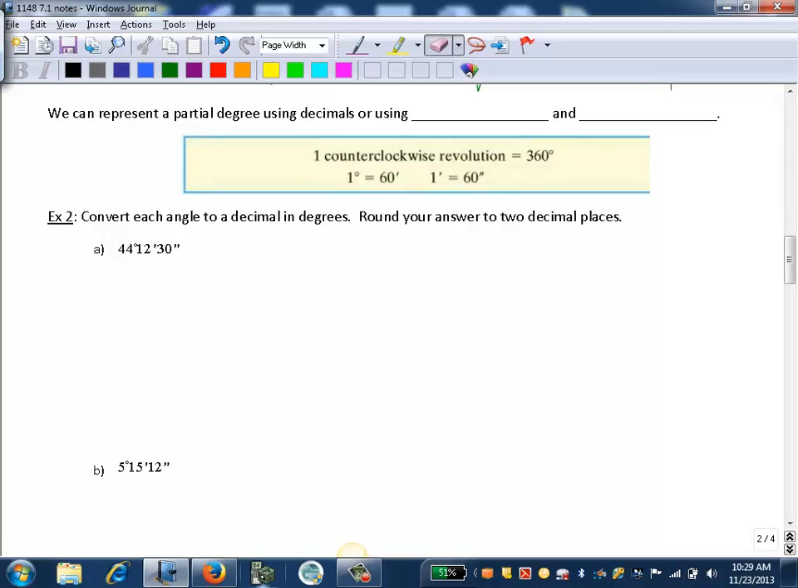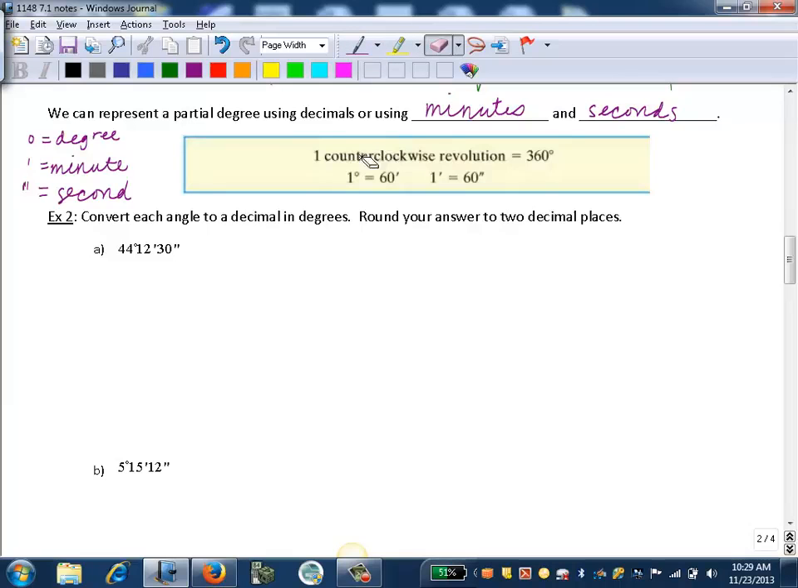We can represent a partial degree using either decimals, or we can use minutes and seconds. The minutes and seconds are comparable to how we divide an hour into 60 minutes and a minute into 60 seconds. So first, let's remember our symbols here. A degree, we use this circle symbol to represent degree. We're going to use a single quote to mean a minute, and a double quote to represent a second.